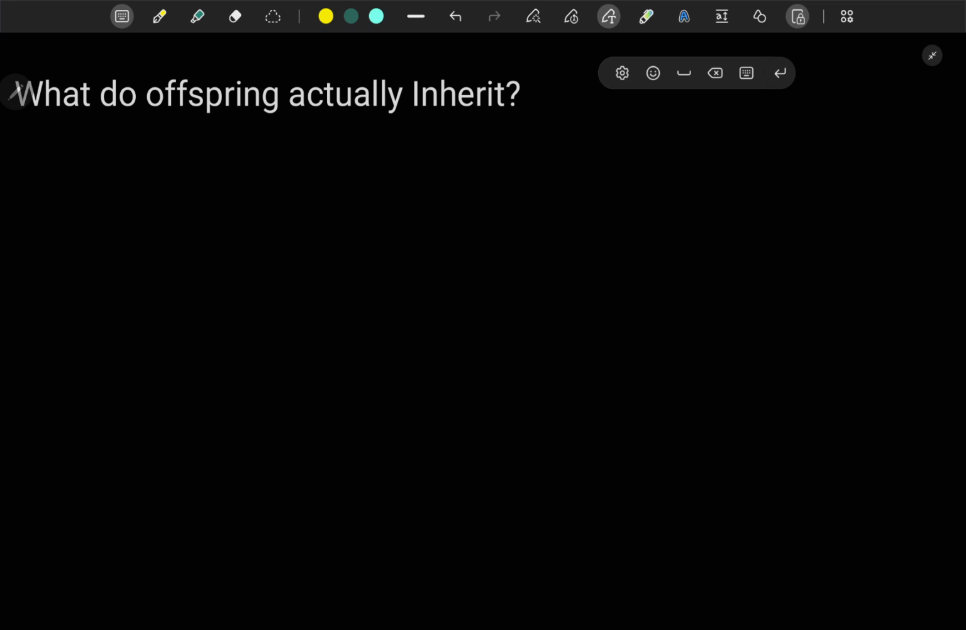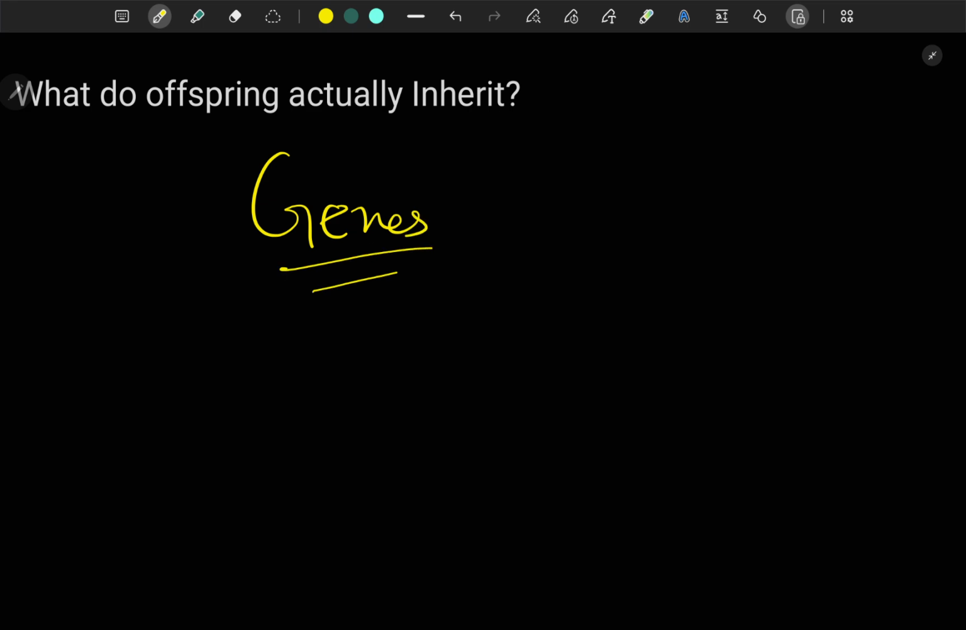So our main question is, what do offspring actually inherit? When people say you have mom's eyes or you have dad's nose, it doesn't mean your parents physically gave you eyes or a nose. Instead, you inherit something much smaller but more important, which is known as genes. Genes are the real inherited material.